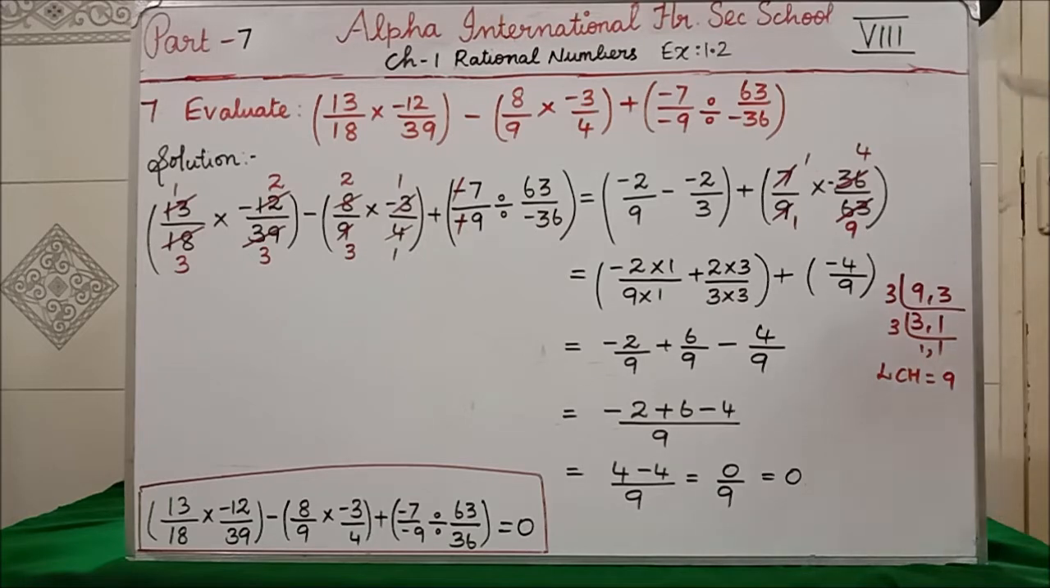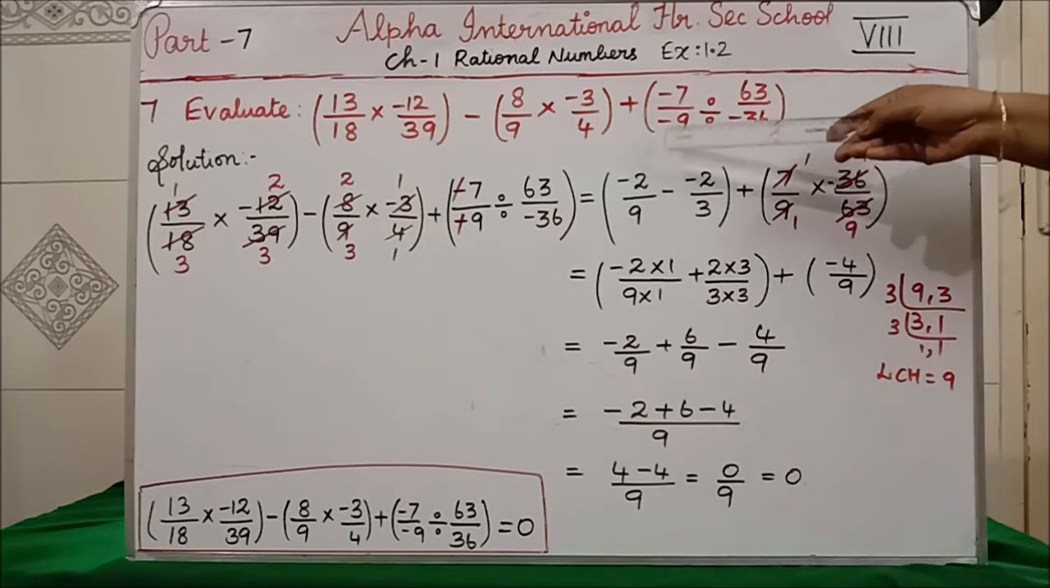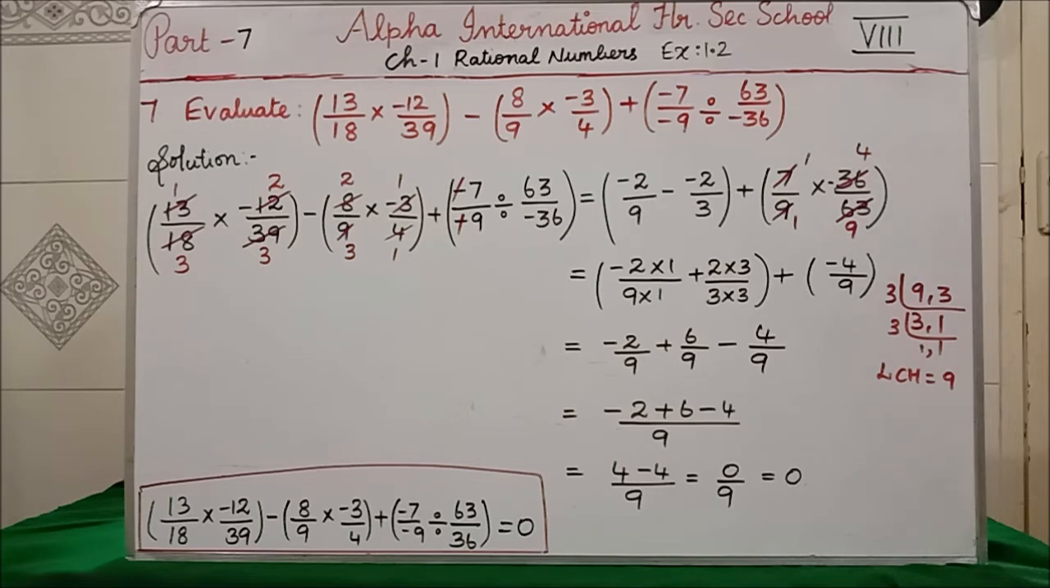Clear? See here, students. Here the minus will get cancelled. I have told you many times: if the numerator and denominator both have minus, we can cancel the minus. I have told you, isn't it? See, in between we are having a divide symbol. So next, 63 divided by minus 36.